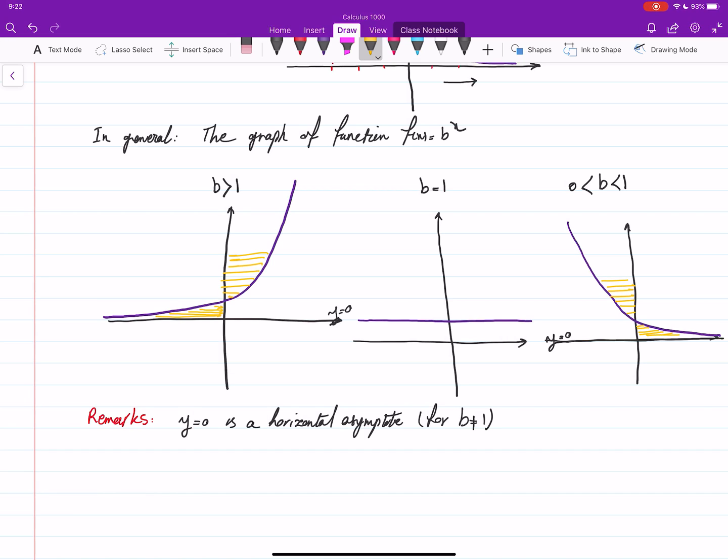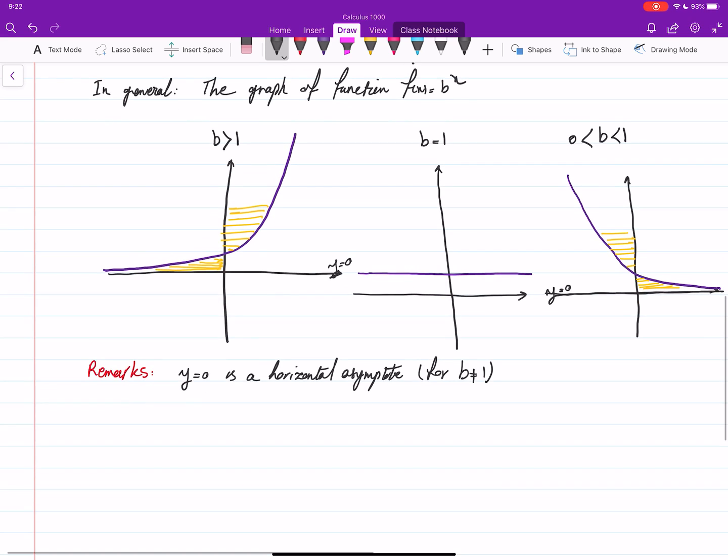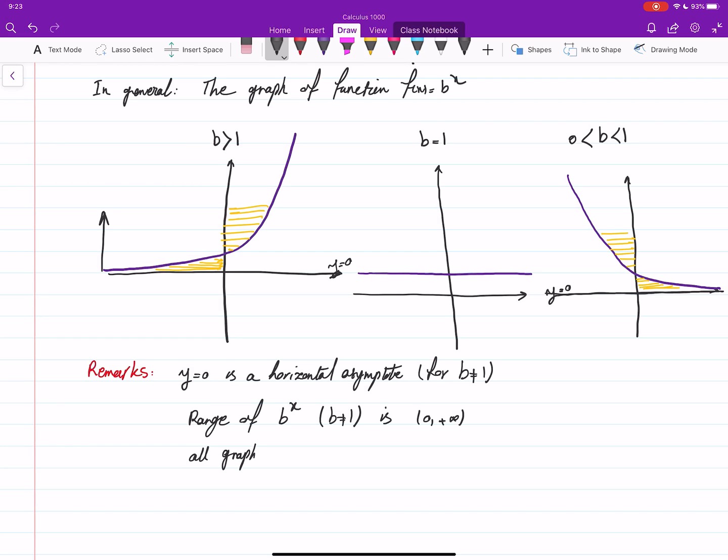So it means that we can look at this function and say what is the range of the exponential function. The range of b to the power x, again excluding 1, is all the positive values. In other words, it is 0 to plus infinity. And the very last thing, all graphs pass through 0, 1. So this is 0, 1 here, 0, 1 here, 0, 1. That's simply because f of 0, no matter what b is, is b to the power 0, which is 1. So these three things we have to keep in mind when we work with the graph of exponential functions.